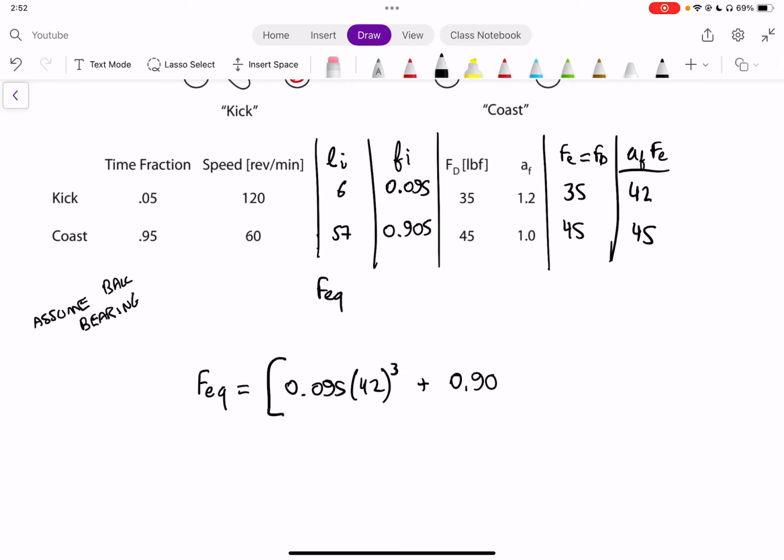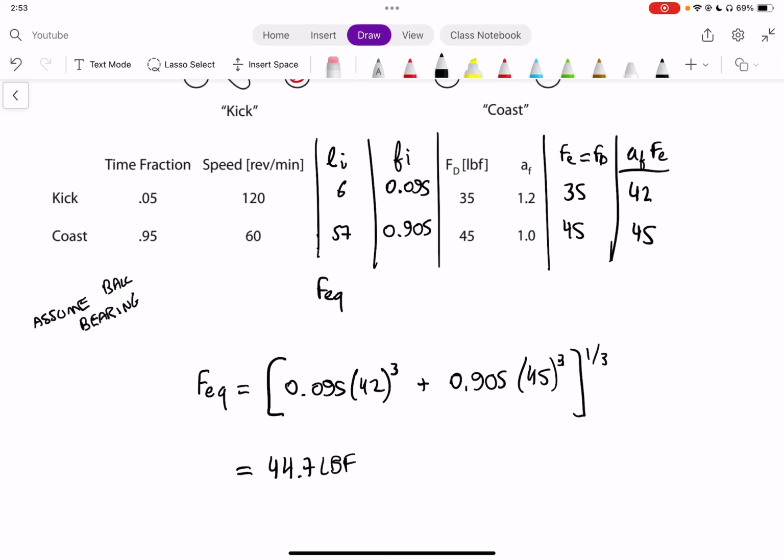and then we're going to have 0.905 times 45 to the power of 3, and we're going to put all of this to the power of 1/3, and we're going to solve the problem and find that this is equal to 44.7 pound force. So our C10, or our F equivalent, would be 44.7 pound force, assuming we would want 90% reliability.